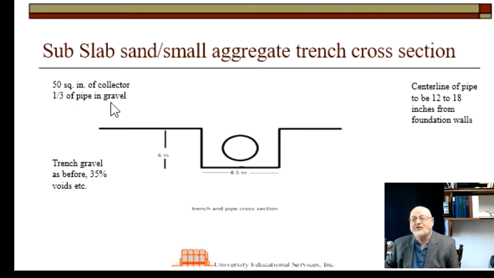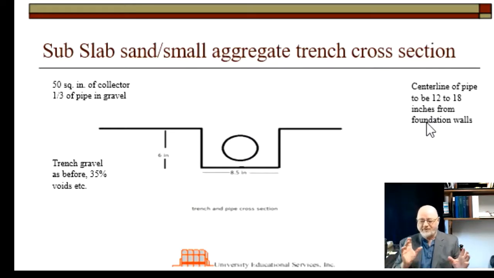Satisfies the case that a third of the pipe is in the gravel. These are all minima. And so here, the whole pipe would be in the gravel. And the trench gravel is supposed to have 35% of void space, as in the other case with gravel. And I make an additional note here that the center line of the pipe is to be 12 to 18 inches from the foundation walls.